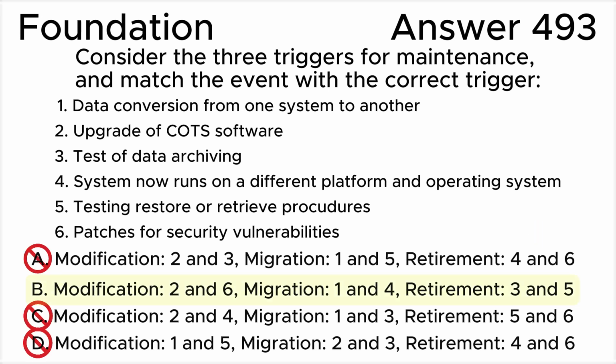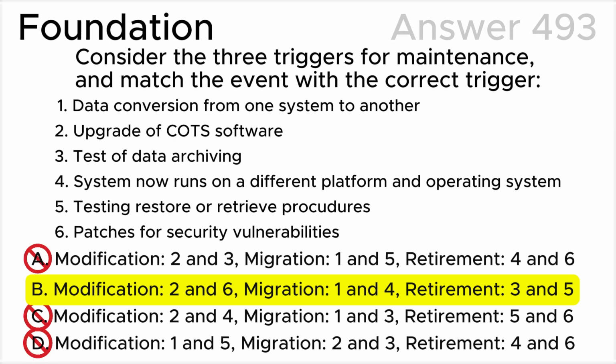In summary, all of the above leads us to the correct answer B. Modification are 2 and 6. Migration are 1 and 4. Retirement are 3 and 5. My recommendation: please remember maintenance testing to pass the ISTQB Foundation Level exam.